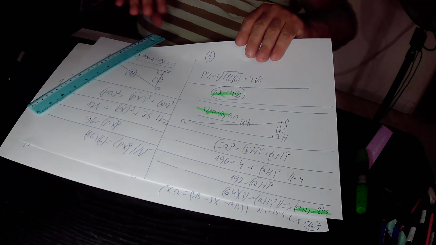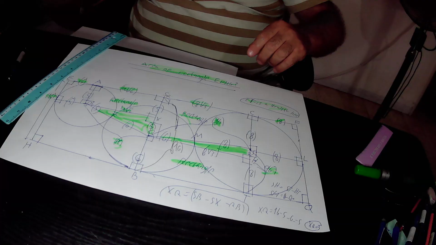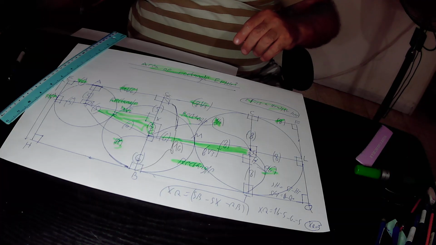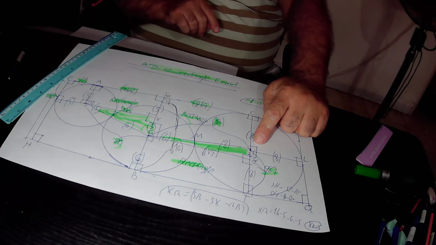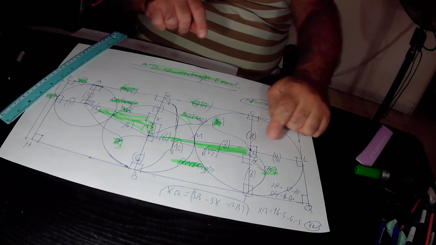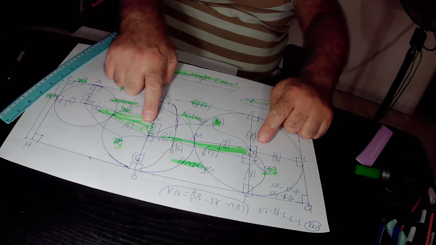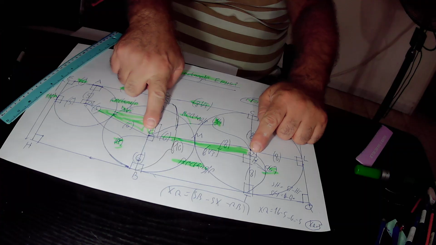And again, this is line segment QH. QH equals 8 times the square root of 3 units in length.